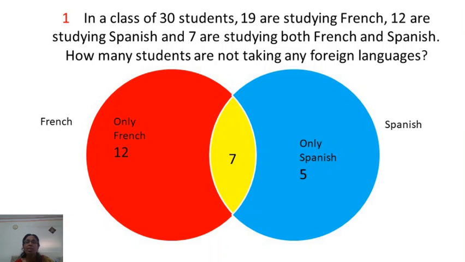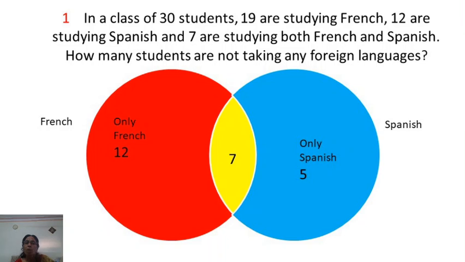In this class there are 19 students who are studying French. So this red circle shows the students who are studying the French language, and this blue circle shows those studying the Spanish language. First write the intersecting part. Always remember that the intersecting part of two circles means those who are studying both the languages. So it is given that 7 are studying both French and Spanish. This yellow part is the intersecting part. Here 7 students is written.